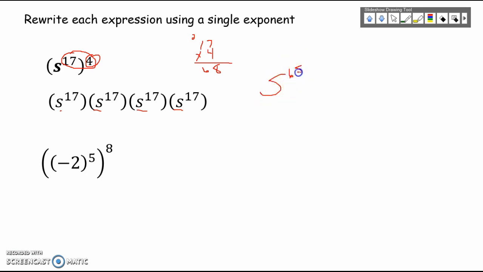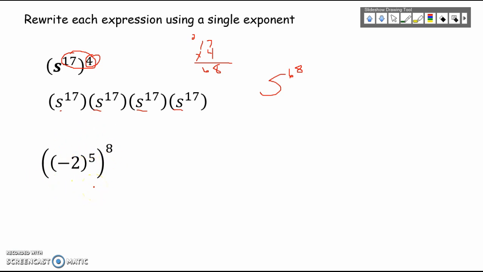And tell me, wasn't it much easier to multiply those two exponents than it would have been to add 17 over and over again? I hope so. And it's so much easier than writing out s to the 17th times s to the 17th times s to the 17th times s to the 17th. So hopefully you'll remember this rule and apply it every time you see a power to a power. Let's practice this one down here.